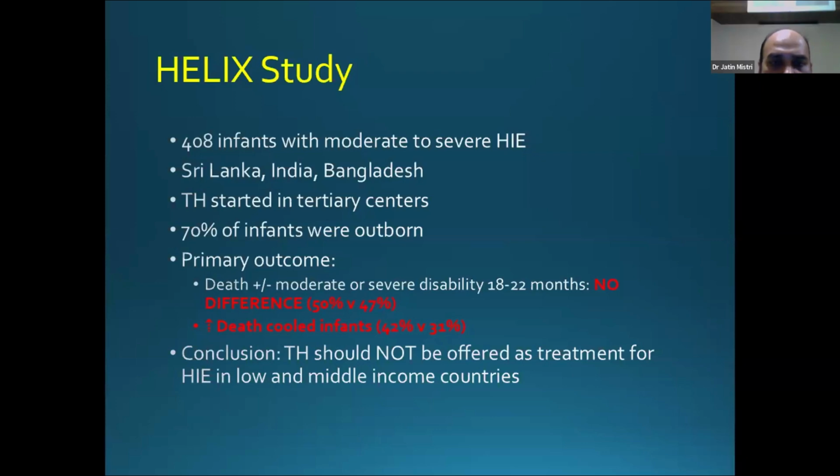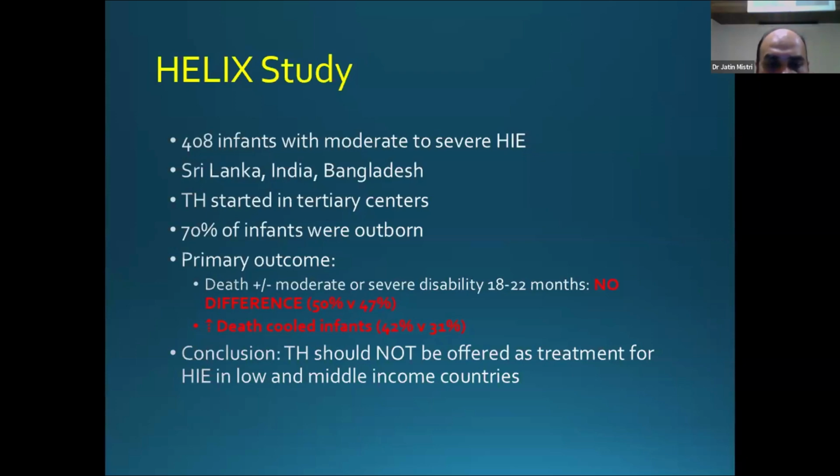Actually, they all used servo control devices, and there was a very rigorous follow-up of these babies. They had neurodevelopment, and their MRI findings were noted in this trial. However, the results were surprising. The primary outcome was death and moderate disability at 18 to 20 months, which showed that there was no difference. And in fact, it showed that there were higher death rates in the cooled infants.